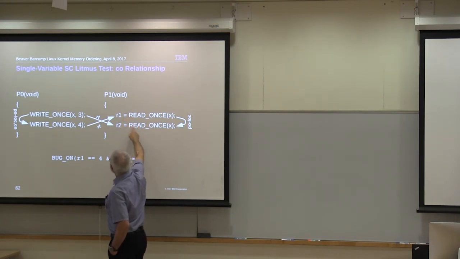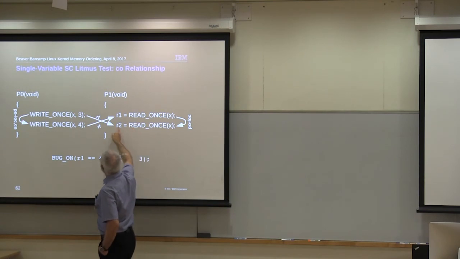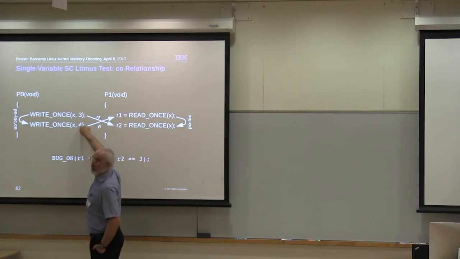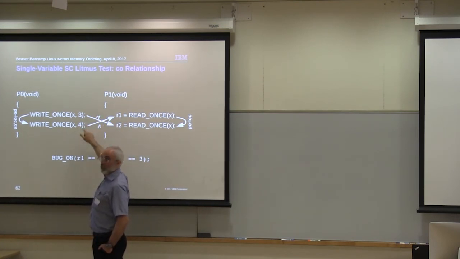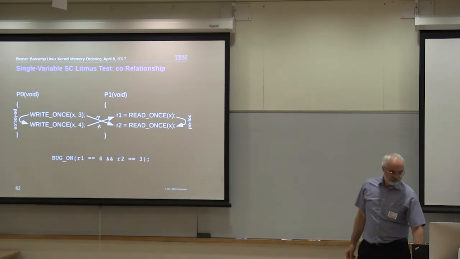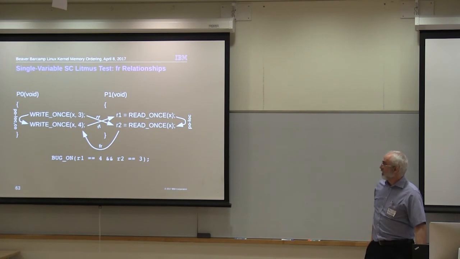So in that case, what's happening is that this guy actually read this value, and then this one came later. So yes, from here to here is in fact an element of FR. This top one is not, but the bottom one is. And let's draw that in. And there it is. And anybody notice something about the arrows once we've added that one in?